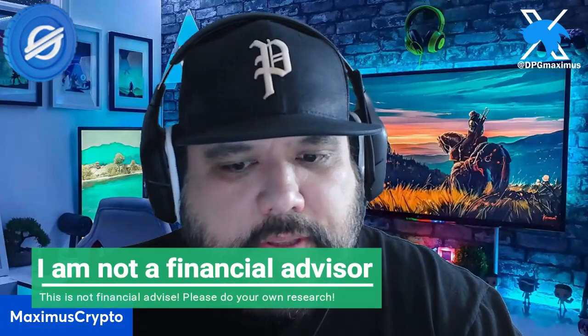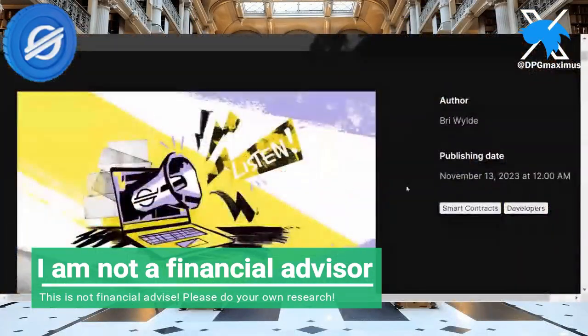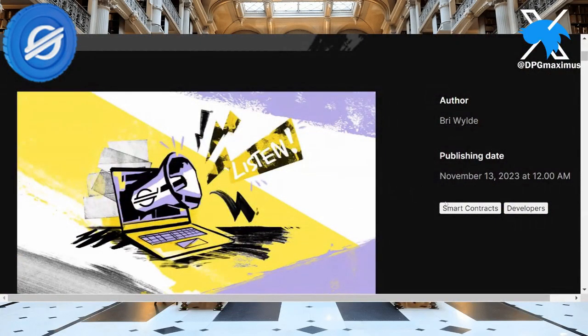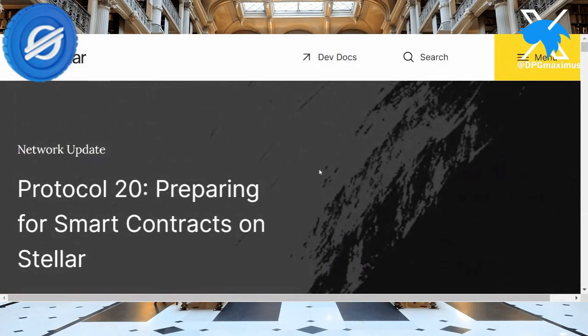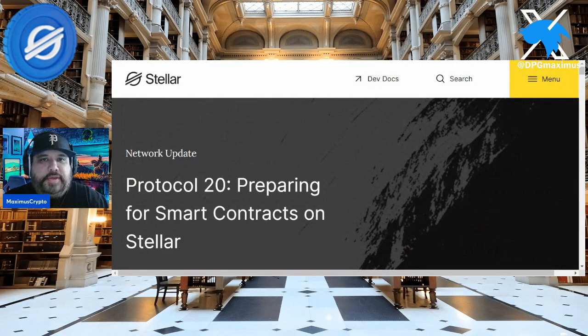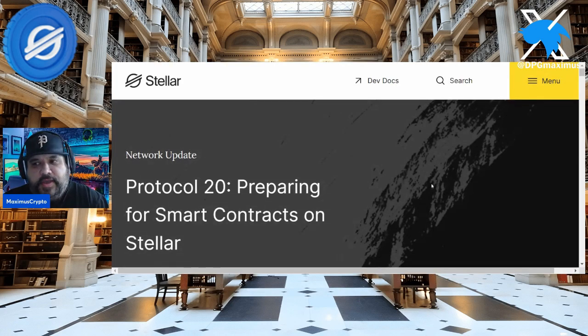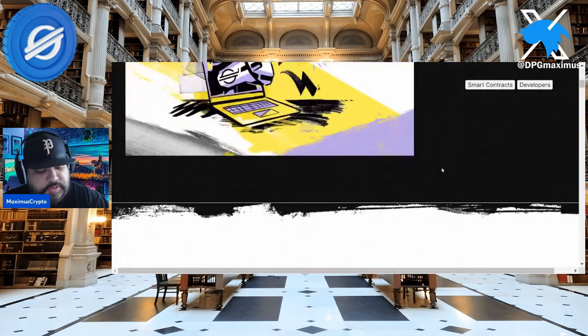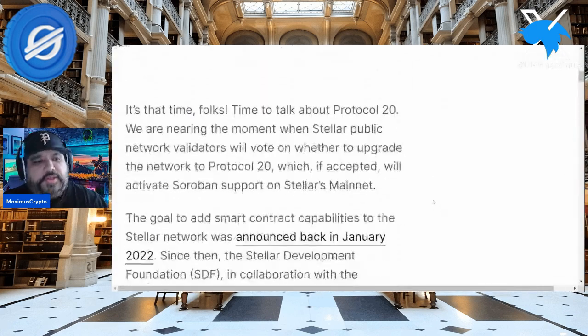Here it is. It's this new update that was posted today, and it's Protocol 20, preparing for smart contracts on just that, Stellar. Now, this is cool because we've been covering the whole thing of obviously Soroban and feel as though it's a big deal. Now, getting more into this, I'm not going to get into every single little thing about this because I don't want to bore you with too many details.